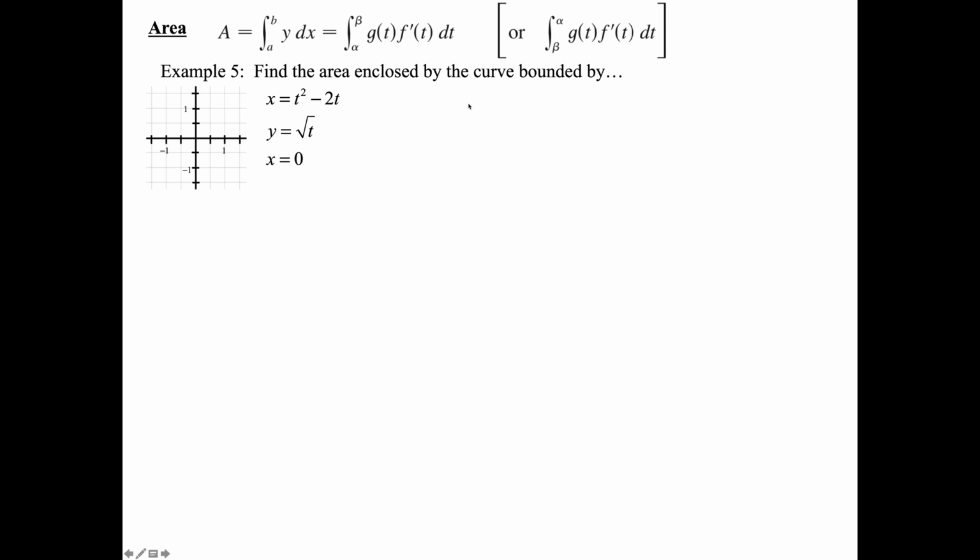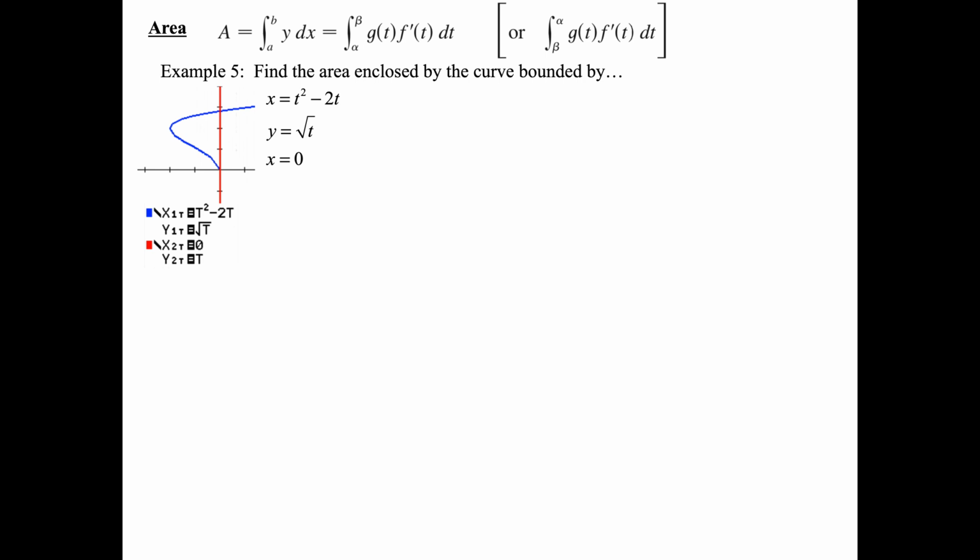All right. So to find the area enclosed by the curve, we have x equals t squared minus 2t, y is equal to square root of t. There's 1. X equals 0, that's just a vertical line. Now, you can output this in your calculator, especially with parametrics. If you have x sub 2 equal to 0 and y sub 2 equal to t, it's going to graph that red line. It's going to graph the vertical line for you right there.